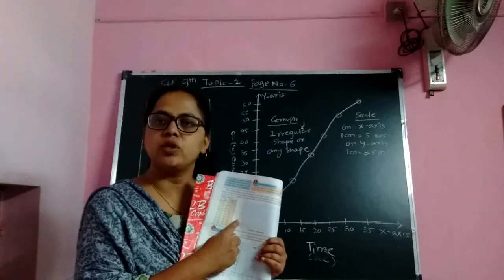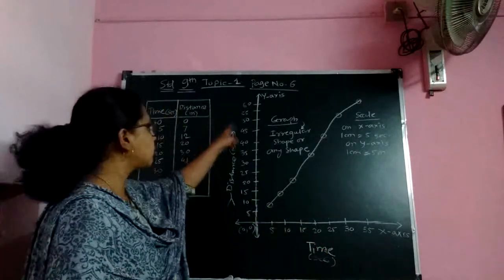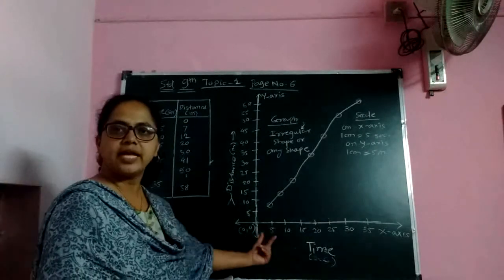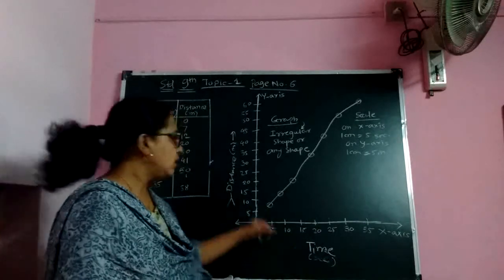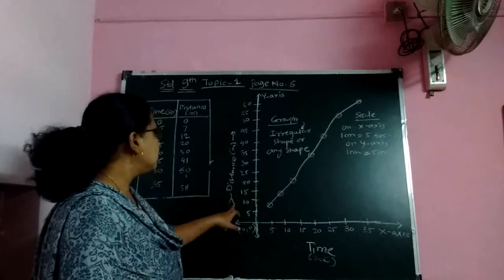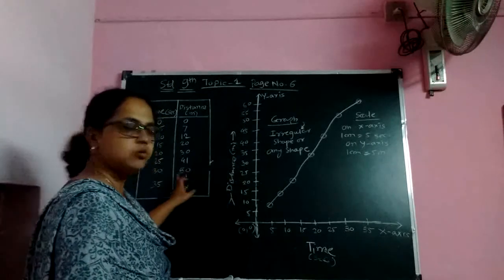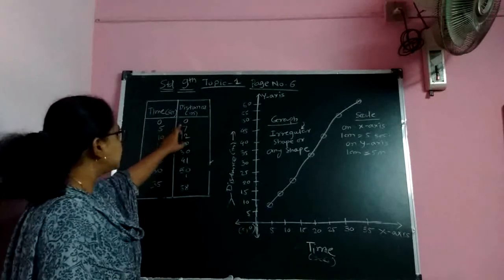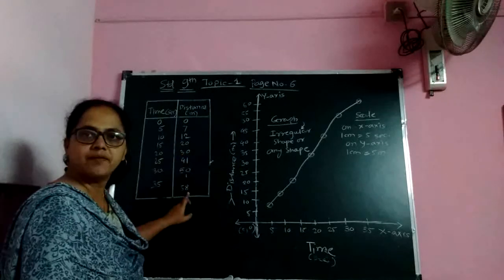In mathematics, we know that the horizontal line is called the x-axis and the vertical line is called the y-axis. Take origin 0, 0, then take time intervals 5, 10, 15, time in seconds. Take along the y-axis the distance in meters, and according to this table you have to draw the graph. You can see here the distances are given 0, 7, 12. That is, this is not the table of 7.